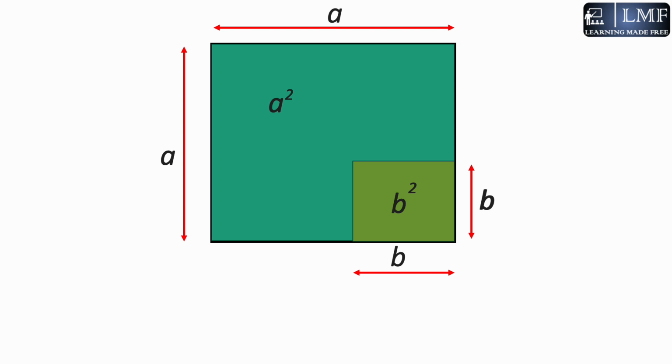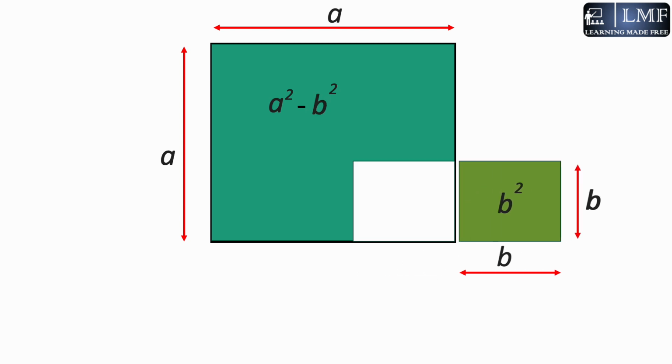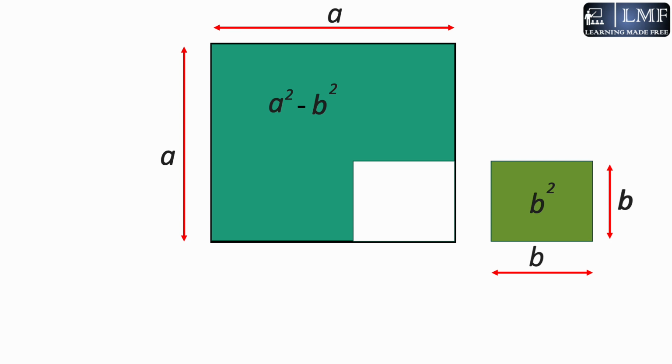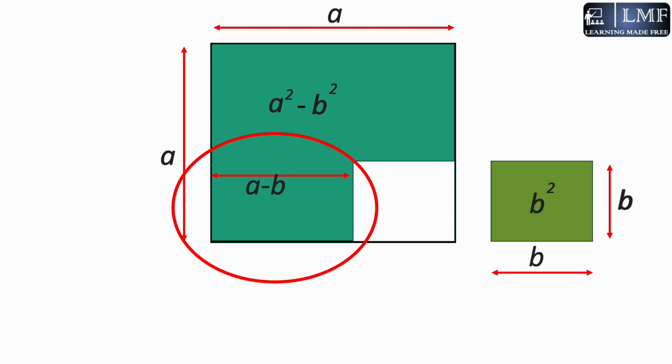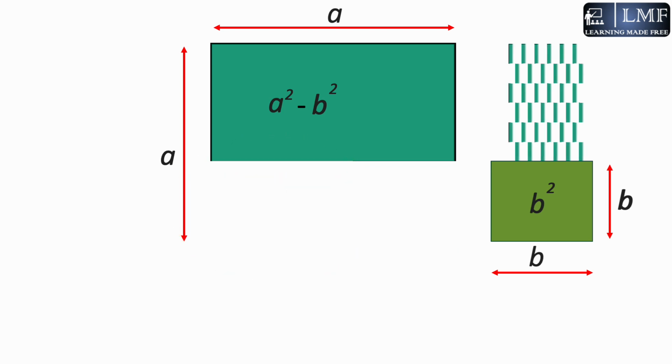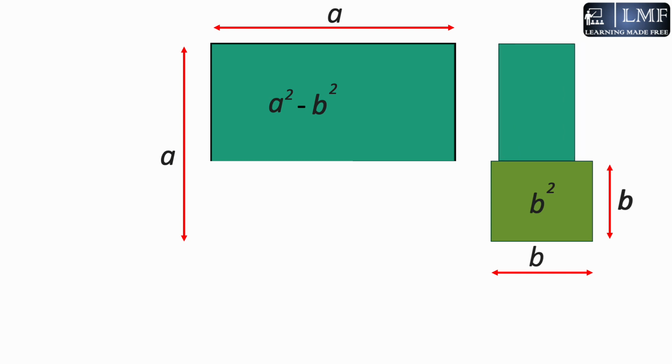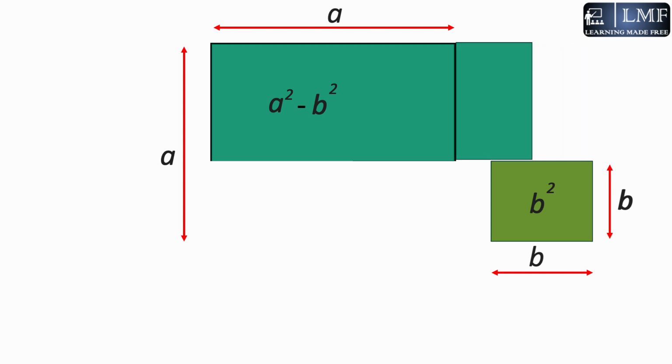If I remove this small square out of this big square, the remaining portion left would be a square minus b square. If we remove this smaller portion at the bottom left and move it right on the bigger square, now the dimensions of this smaller rectangle piece are a minus b and b.